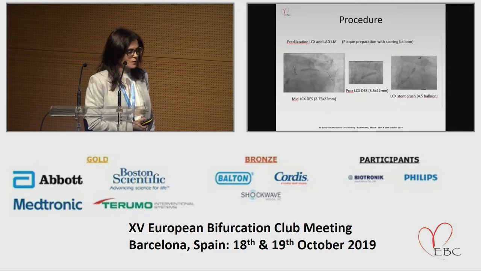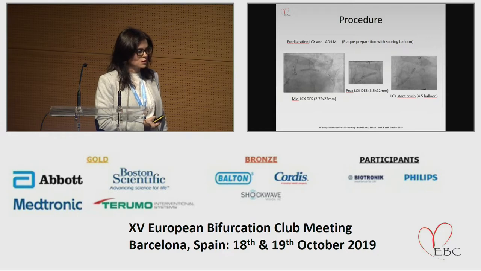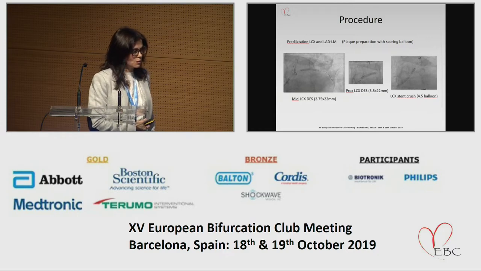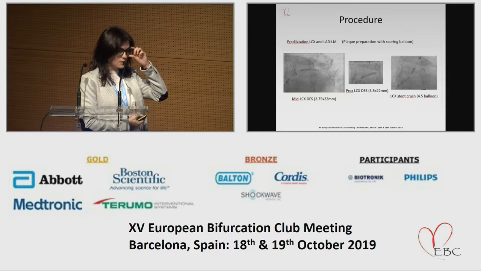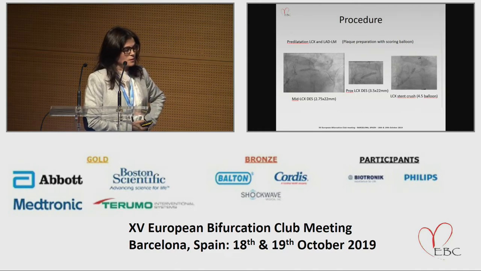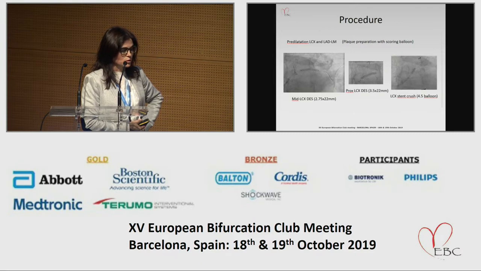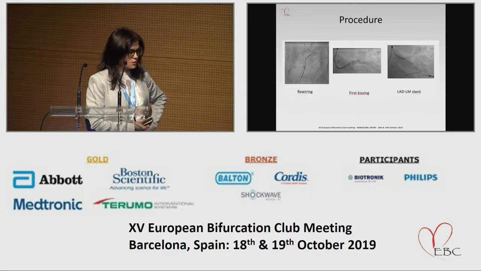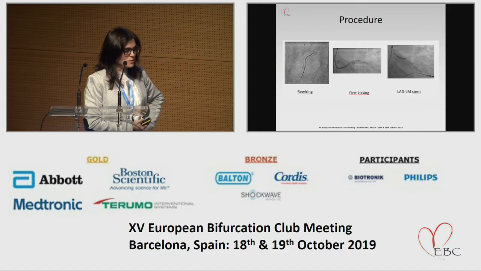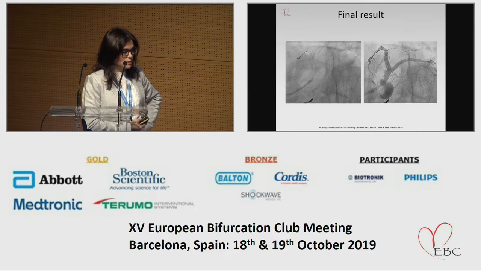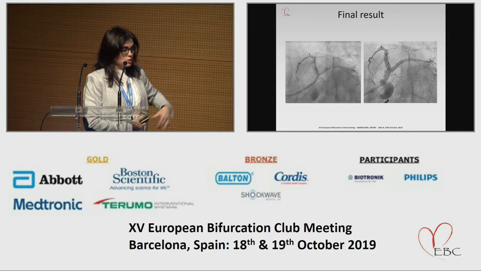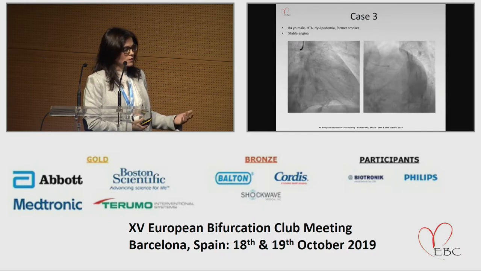And I'm going to go very quickly with the steps that you all, of course, know. Well, of course, we predilated, and plaque preparation was performed with a scoring balloon, especially to treat this calcified lesion in the ostial circ. This is a stent implanted in the mid circ, then a stent from the proximal circ to the left main, crossing of the stent, rewiring, first kissing, second stent from the LAD to the left main, then the POT, new rewiring, second kissing, final POT, and this is the final result that, as you can see, was okay. So again, a case in which distribution, location of the calcification was important to select the technique.